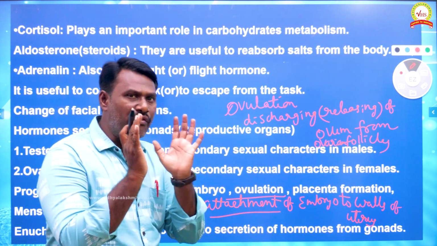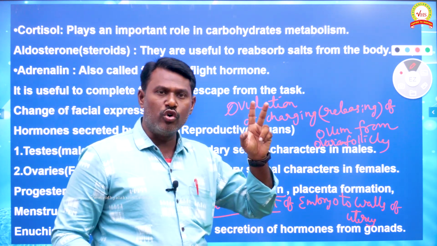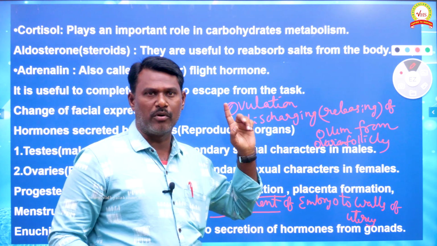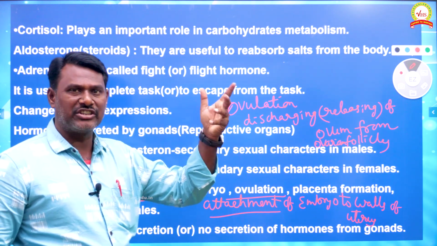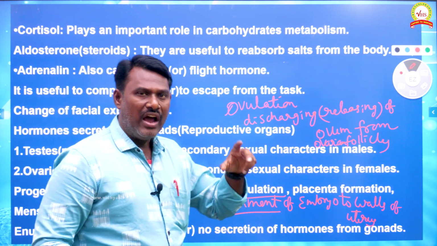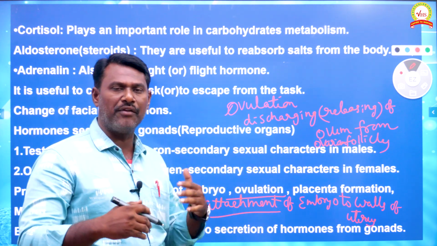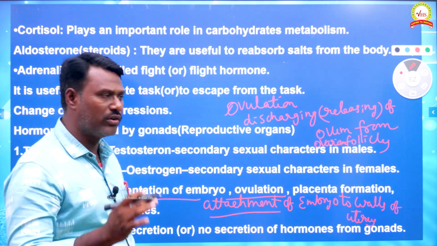Within the ovulation process, progesterone is useful. So now we have two functions of progesterone hormone. One is post-fertilization: attachment of embryo to the walls of the uterus, called the implantation process. The second function is that it is useful in the ovulation process, the discharging or releasing of ovum.